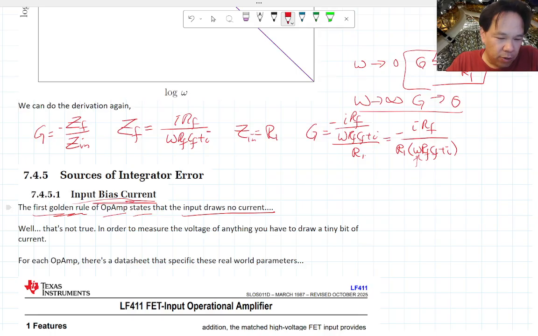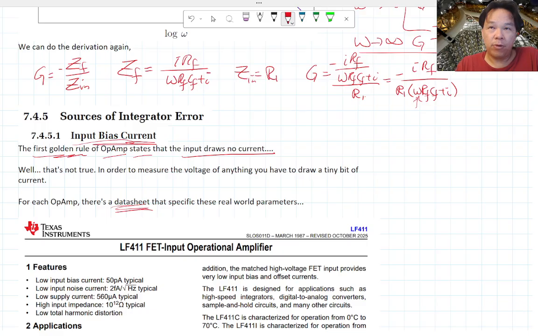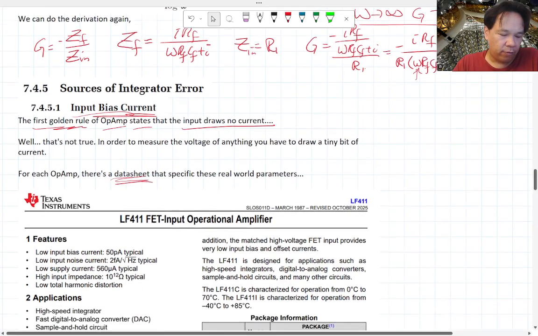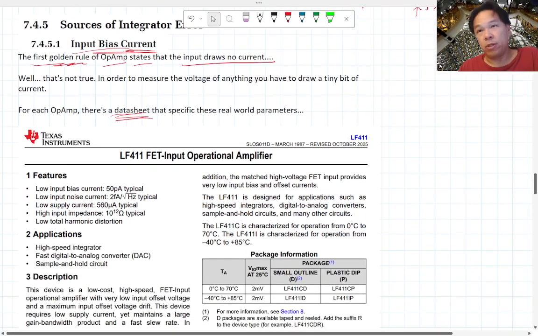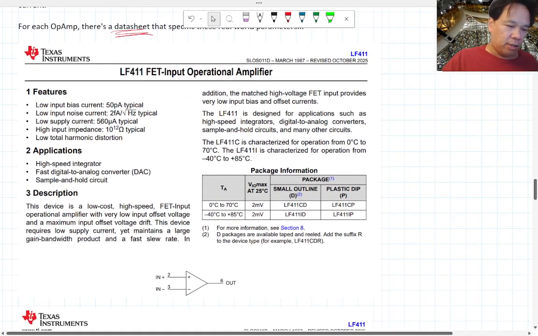So in order to measure this voltage, the transistor, or overall the op amp, actually draws a little bit of current. Okay, so in the real world, what you will do is actually look up the data sheet and look up what this parameter is. I'm going to do this for the LF411, which is the one we're going to use in the lab. I'm going to have you look up other ones that may be better or worse, and then we can compare and contrast them.